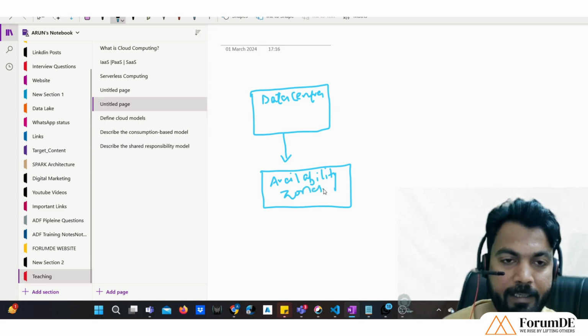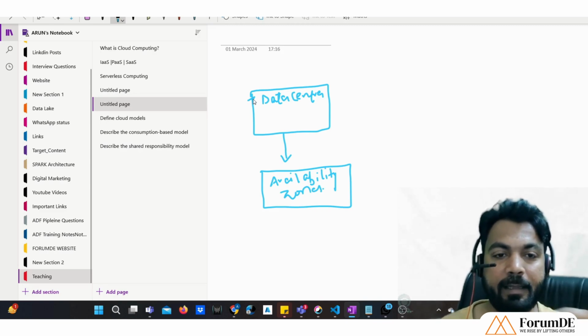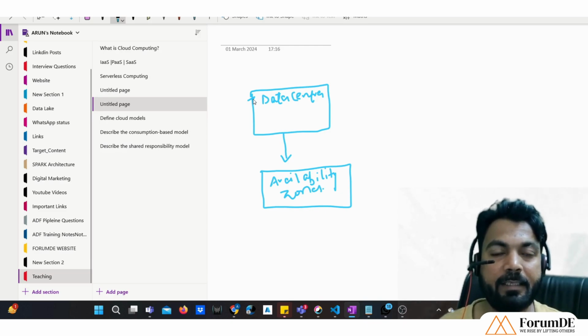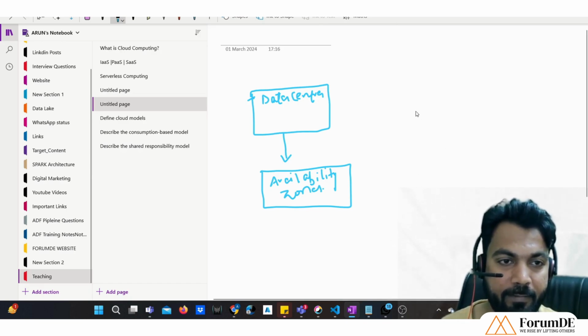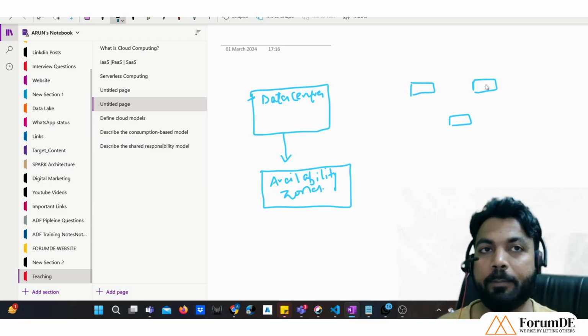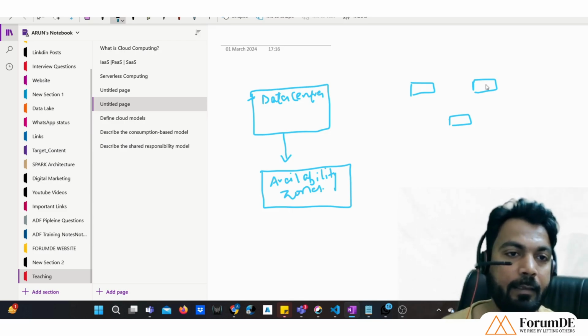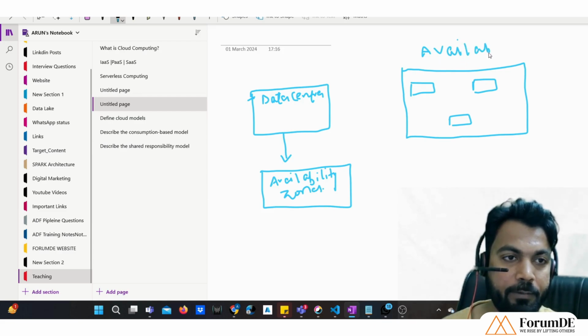In an availability zone, multiple data centers are connected with each other. Suppose we have three data centers. Let me draw a diagram here. This is one data center, this is another data center, this is another data center. These three data centers are at the same location, maybe in different buildings or maybe a few meters away, but they are at the same location. Combining all these things, it forms availability zones.